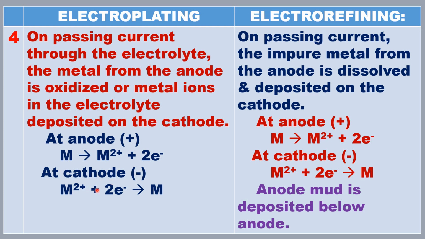In electrorefining also the same reaction occurs: on passing current, the impure metal from the anode is oxidized and dissolved, and deposited on the cathode. Okay, the same reactions occur in both processes. In electrorefining, anode mud is deposited just below the anode.